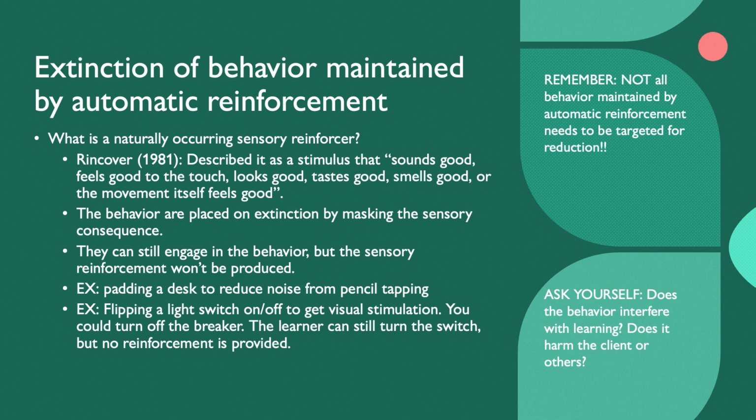Is it being maintained by the hair pulling, the sensation of the hair being pulled on the scalp? Is the behavior of hair twirling being maintained by the physical appearance, like the visual aspect of having the hair twirled at the end? Is it being maintained by a combination of these things? It's difficult to know. So our first job as behavior analysts, if we are trying to put a behavior on extinction that's maintained by automatic reinforcement, would be to try to pinpoint what specifically is maintaining that behavior, right?